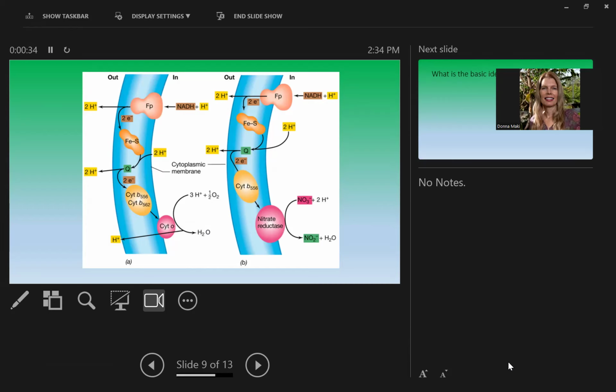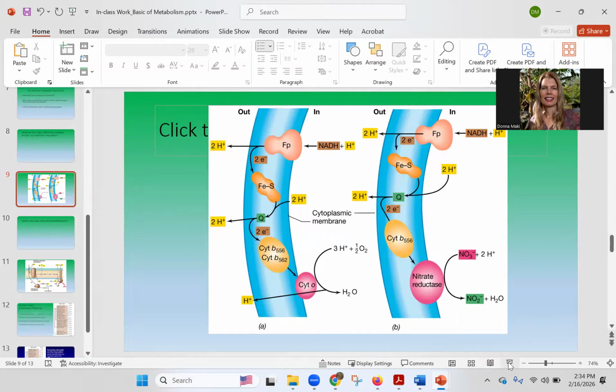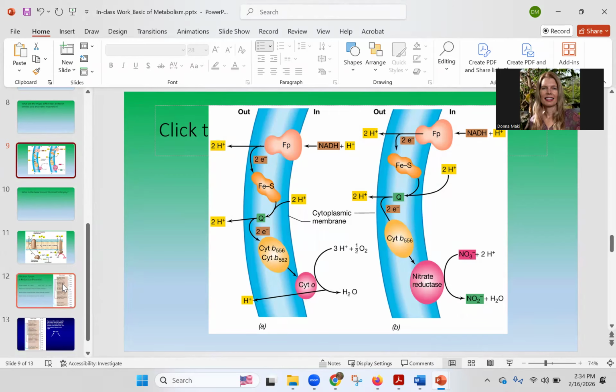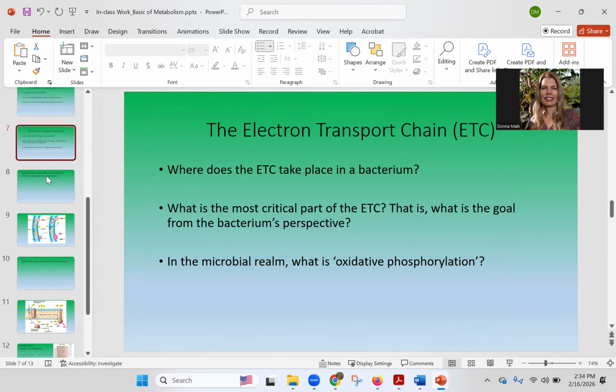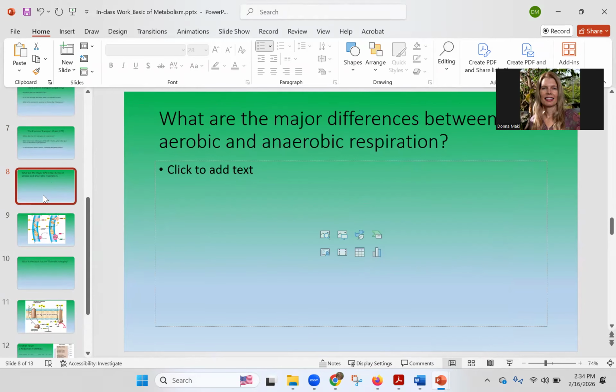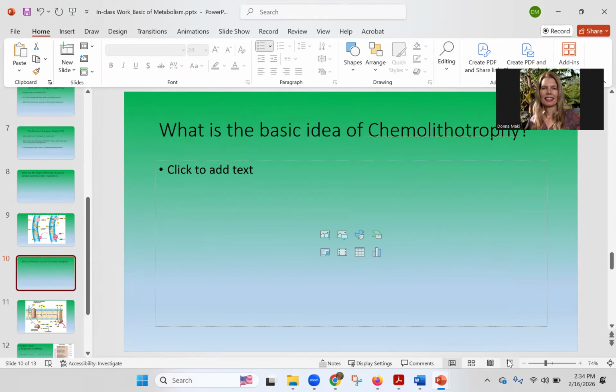Questions on anaerobic versus aerobic? Okay, I think we've answered all of those. Answered that. Okay, what about this one?